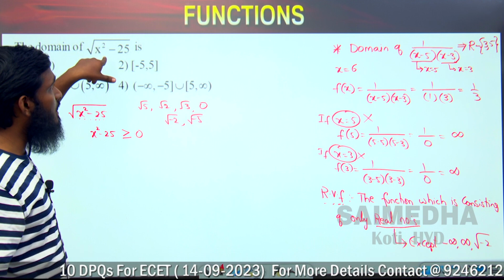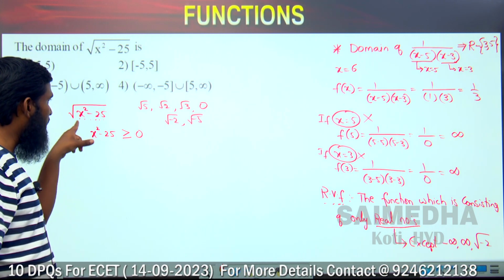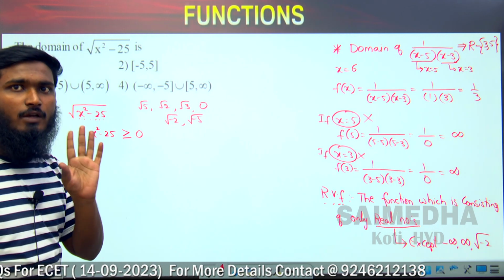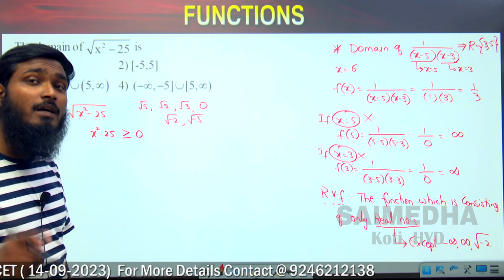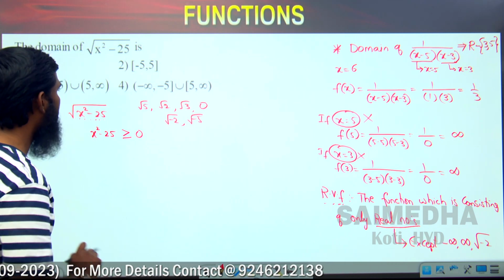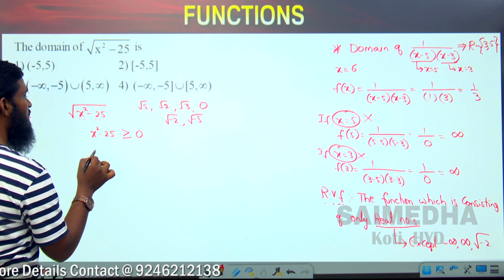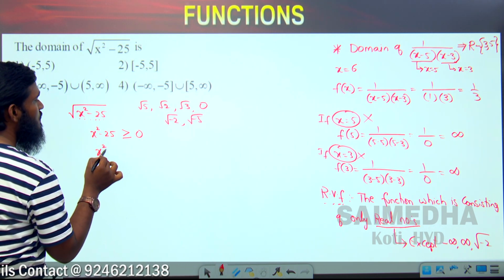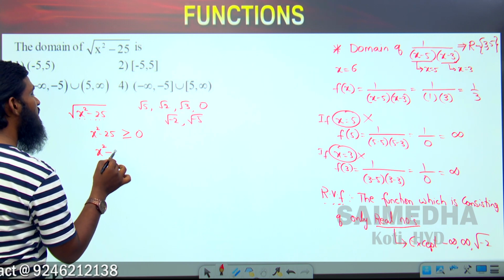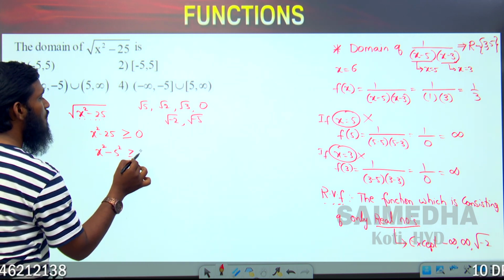Whenever we are having the under root concept, compulsory we have to take this complete part as what? Greater than equal to. Understood now? Greater than equal to we have to take. Now let us simplify this part. We can write x square minus 25 as 5 square greater than equal to 0.